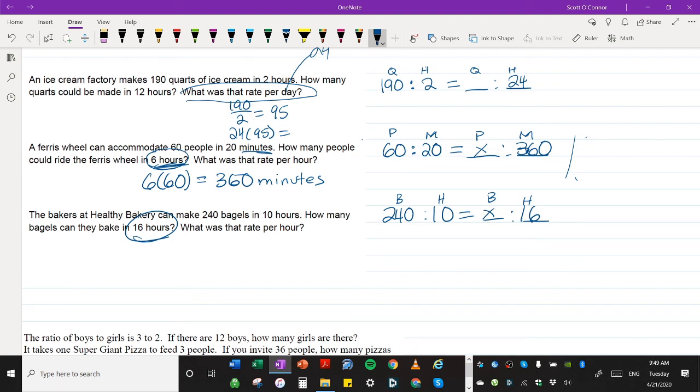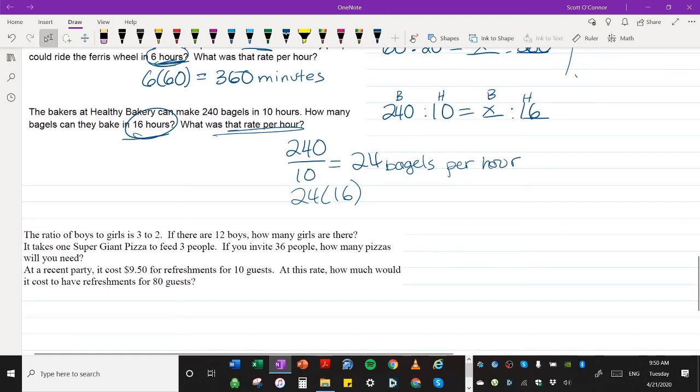What was the rate per hour? Well, then it's just asking you for a unit rate when you're doing that part of the question, right? Now, you could also use the unit rate to solve right from the beginning, because of the other way we've learned to do this: 240 divided by 10, and we get 24. That's our unit rate, bagels per hour. And then if we wanted to answer this 16-hour question, we would do 24 times 16. Okay, two different methods for solving the same question.